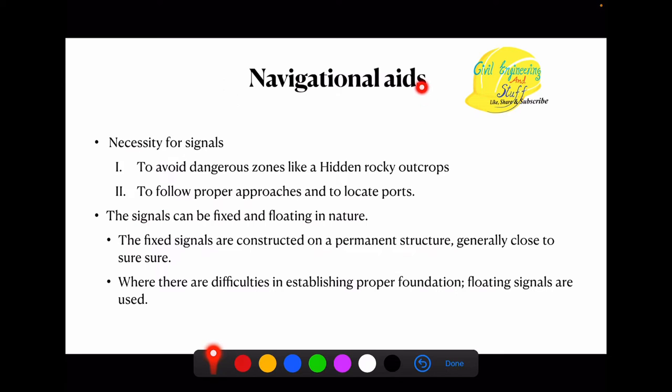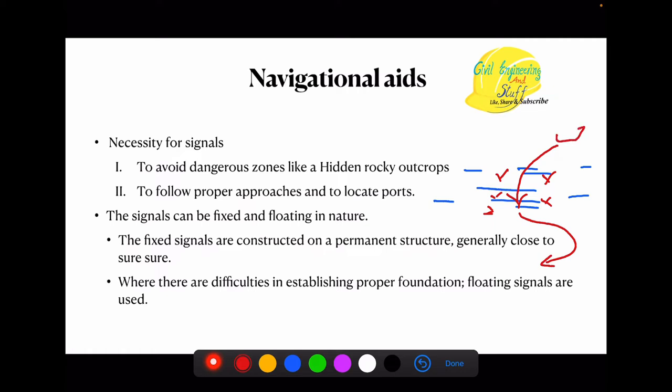Now these navigational aids are installed either at the shore or, in some cases, in between the sea, to guide or provide a route map for the cargo ships to follow. These signals can either be fixed signals or floating signals. Fixed signals are constructed along the seashore over permanent structures, while floating signals are provided in between the sea, so as to either act as a warning signal or form a pathway for the cargo ships to follow.